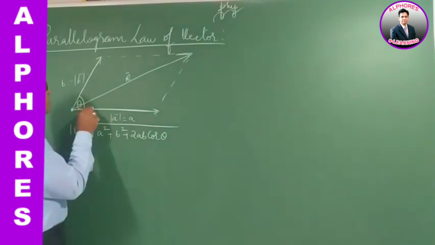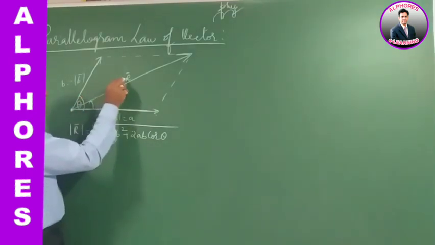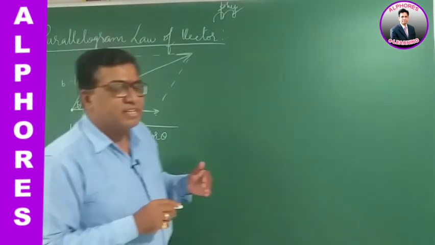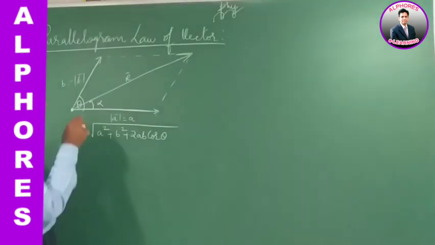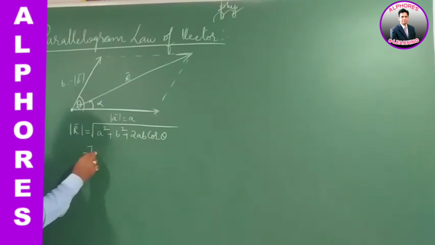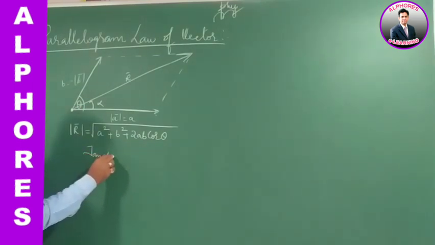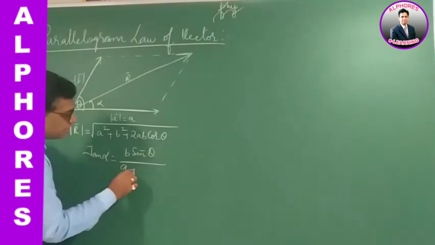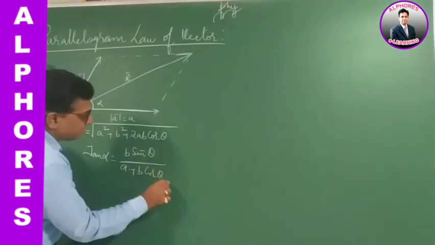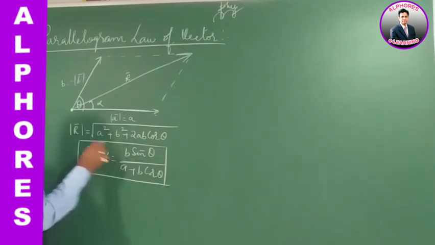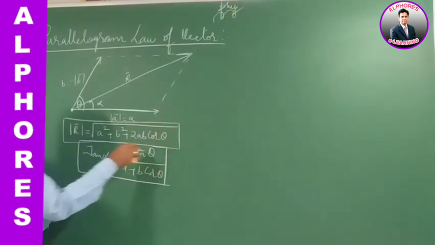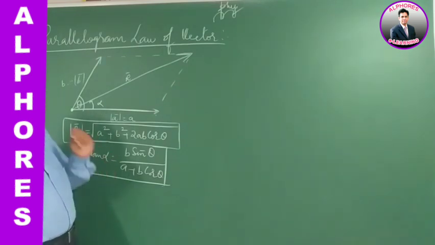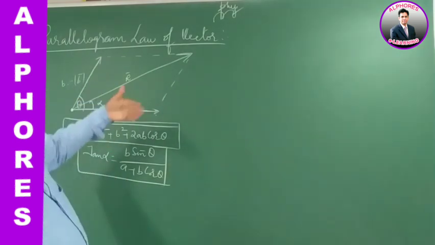Now the direction of the resultant vector, let it be alpha, the angle made by the resultant with the first vector A bar. Then tan alpha is given as B sin theta divided by A plus B cos theta. This is the magnitude and this is the direction of the resultant vector. So this way we find the resultant.